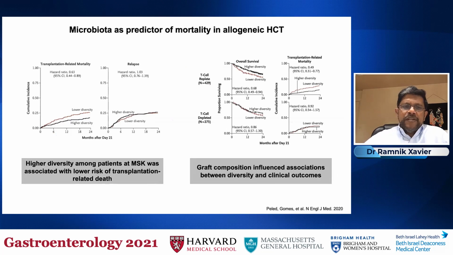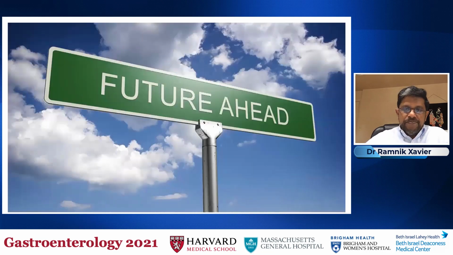This study also went on to show that high diversity among patients at Memorial Sloan was associated with a lower risk of transplant-related complications. This is plotted here, for example, showing that higher diversity is associated with lower transplantation mortality, and overall survival was also better in individuals who had higher diversity at the time of transplantation.